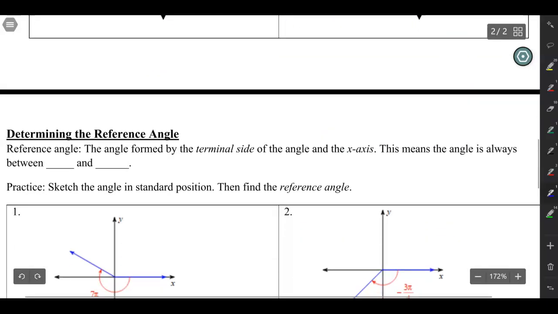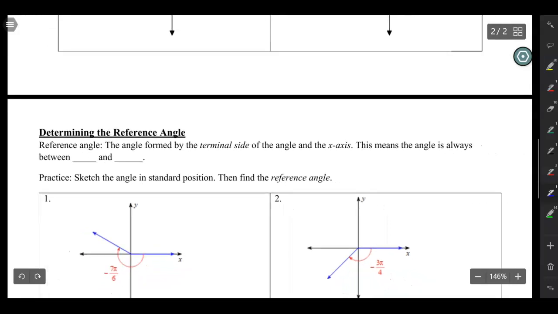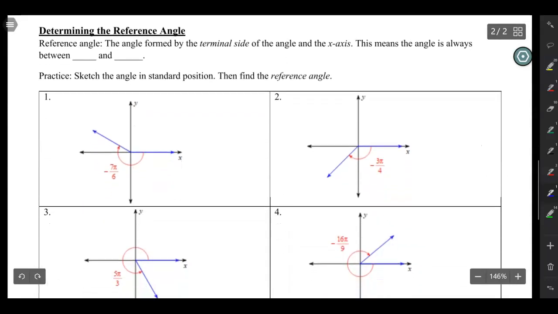All right, so hopefully we're feeling comfortable sketching angles in standard position, because now we're going to start looking at reference angles. So remember, a reference angle, these are the same as what we talked about in degrees, it's just now we're doing them in radians. So remember, the reference angle is formed by the terminal side of the angle and the x-axis. So it means that the angle is always between 0 and pi halves. In degrees, it's always between 0 and 90 degrees. And don't forget that it's always positive.